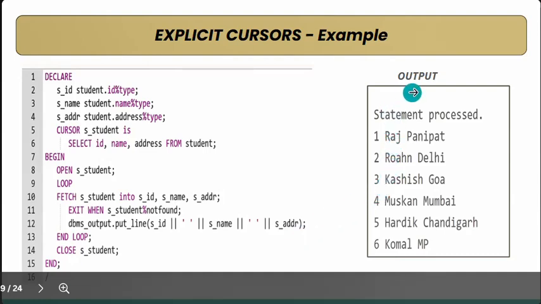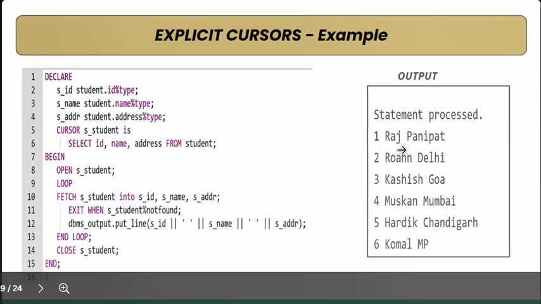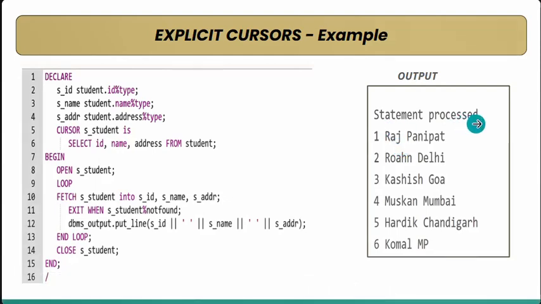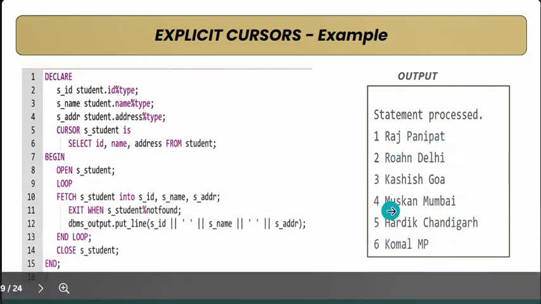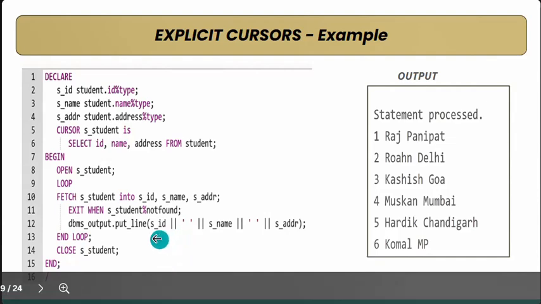Now we will see the output of this cursor statement processed. These are all the data fetched from the student table: ID, name, address. We are providing a blank space between the ID, name and the student address so that the output will have an elegant look.